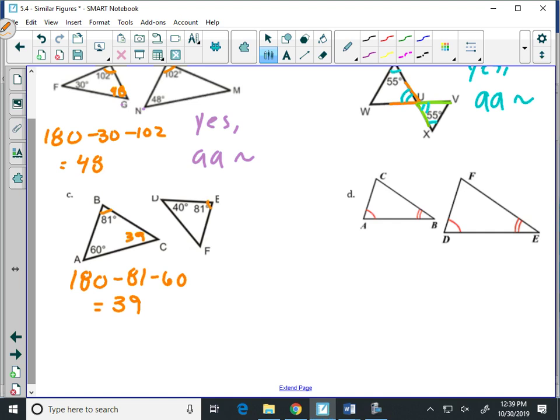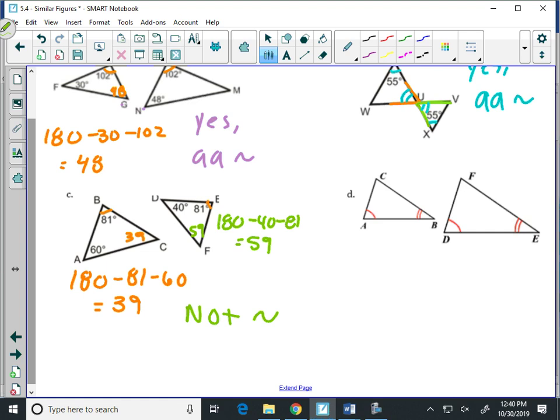Well, if this doesn't match up, is that going to match up? No. So you can actually stop. If you're unsure, double check. You can also do 180 minus 40 minus 81 to get what? Do you know this angle is 59? We only have one set of angles that are congruent. So are these triangles similar? No, not similar. And again, doing the math is showing me that only one set of angles are the same, so they're not similar.